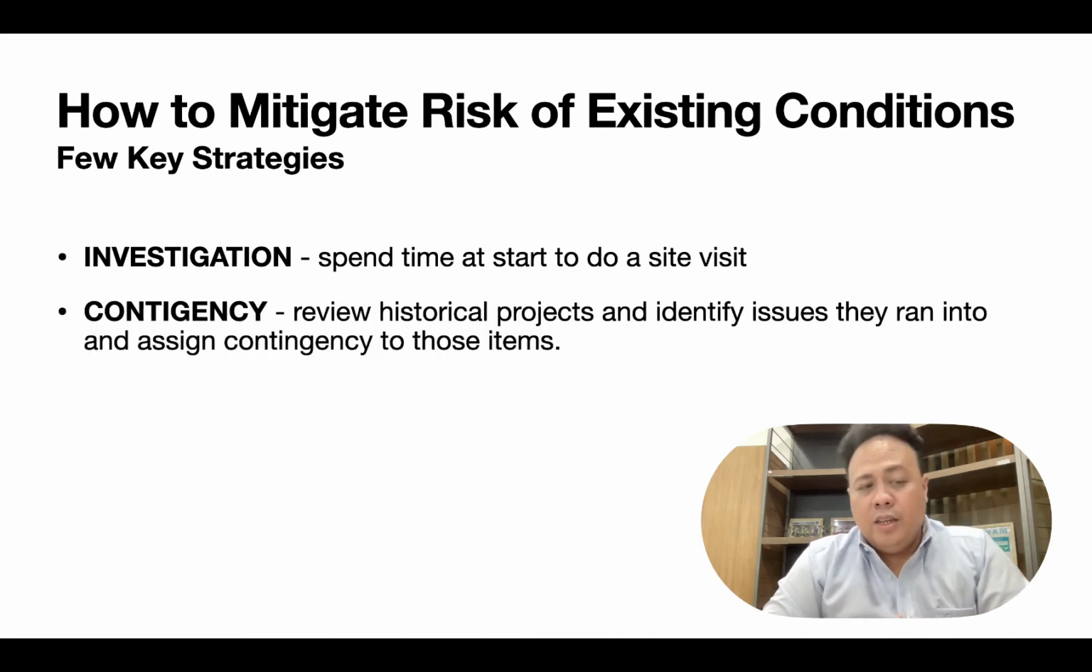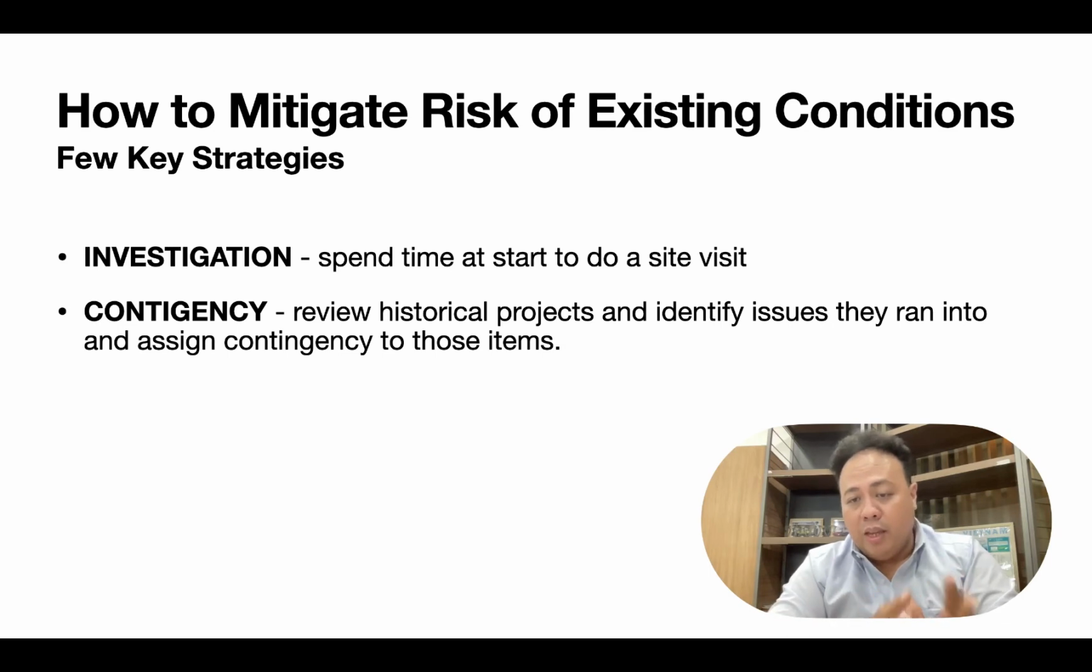Contingency. I think if you can get some historical projects and identify the issues that happened around that vicinity or within the project site, then if you have records of this, you can allot some budget in case there will be a recurring issue of this incident.